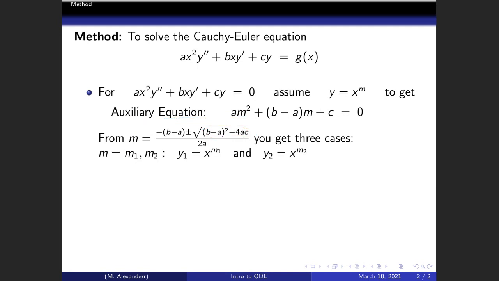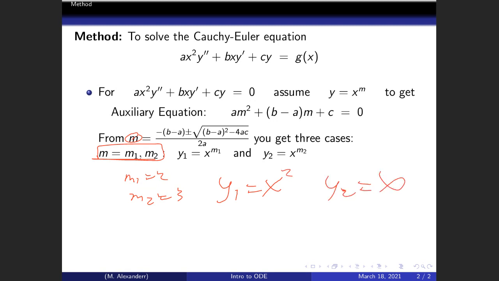The first case is where the m gives you two distinct numbers. For example, if m1 is equal to 2 and m2 is equal to 3, just randomly choosing the numbers, then the solutions are going to be y1 is equal to x to the second power and y2 is equal to x to the third power.